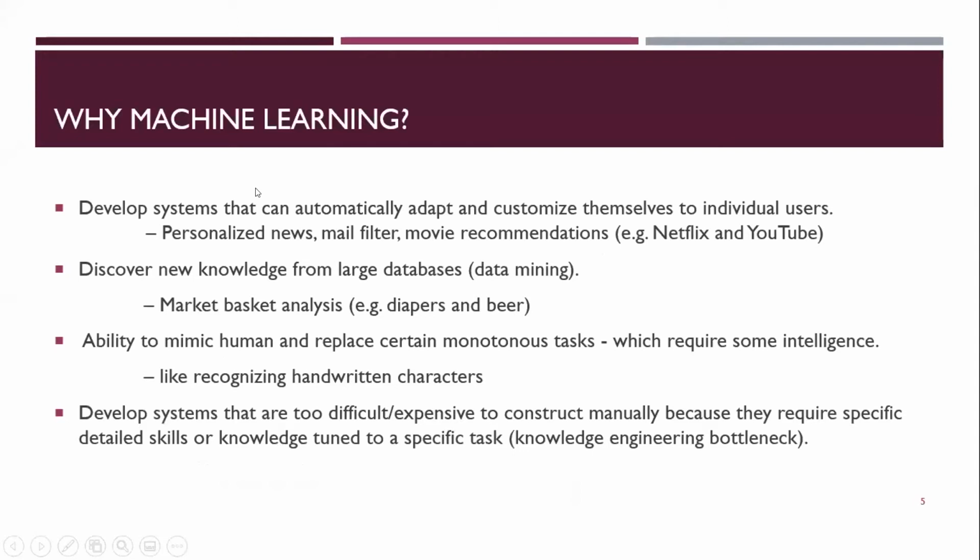We can all attest to the fact that there has been a real buzz about machine learning in recent times. So why do we even need machine learning? One way it helps us is to develop systems that can automatically adapt and customize themselves to individual users. There are a lot of people on the internet, and everyone wants to personalize things for themselves. If you use Netflix, you want to always see the kind of movies that you're interested in.